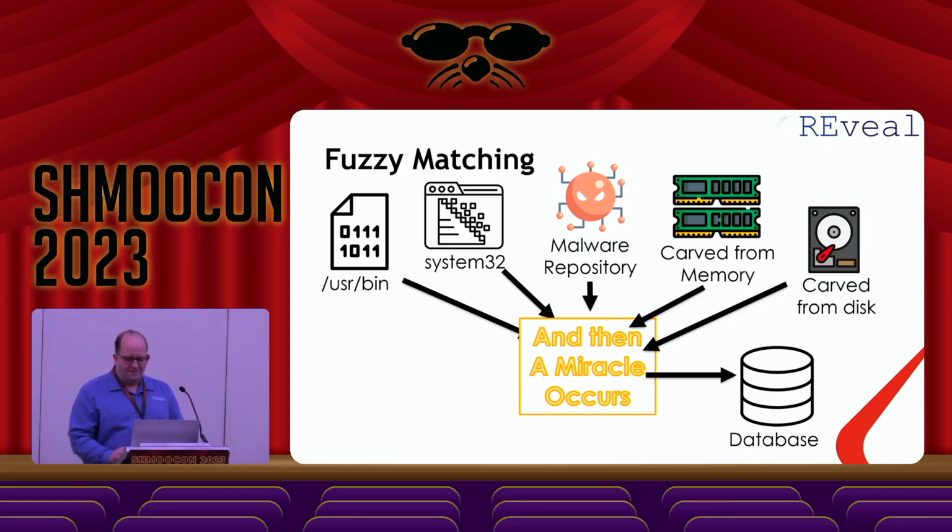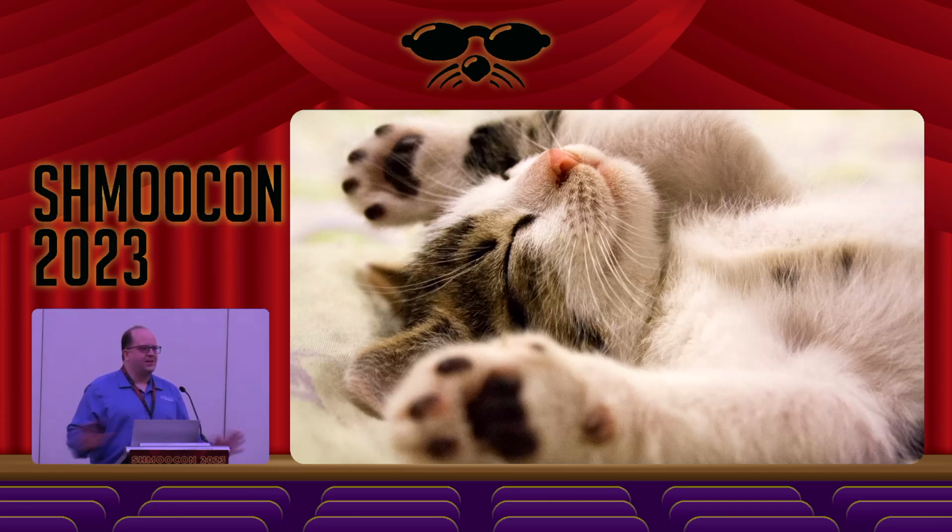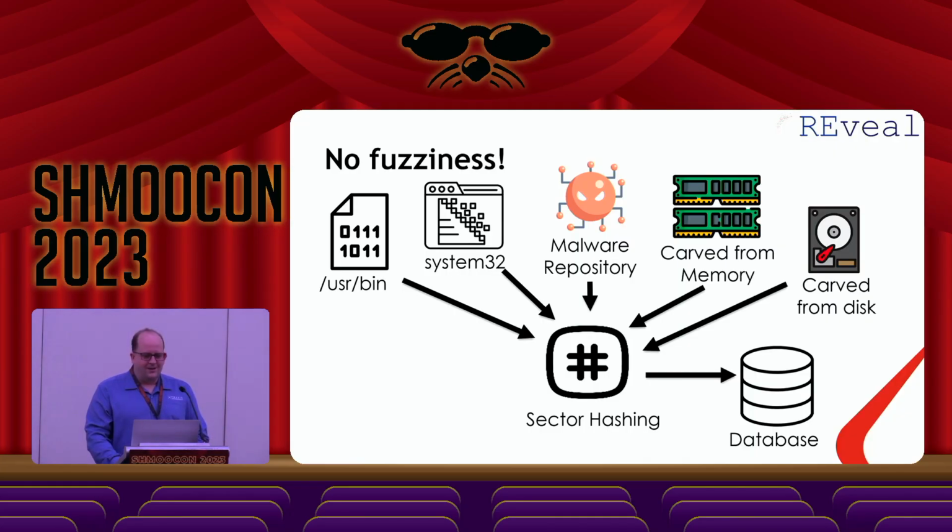So I say no to fuzzy hashing. I know it's very attractive, but resist it. It's warm and cuddly, but no, let's not go there. No fuzziness in the sector hashing.